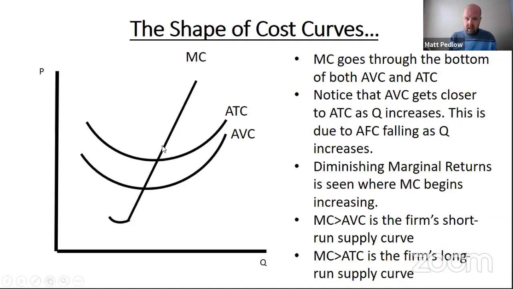And what does that mean? It means that this year I'm going to lose money. All right, I dip into my savings. Next year I lose money. I dip into my savings. Third year, I'm done. My savings are gone. I can't even pay my workers, right? I've lost so much money. So that's why the long run supply curve is your marginal cost above average total cost.